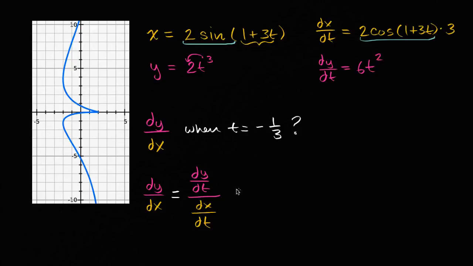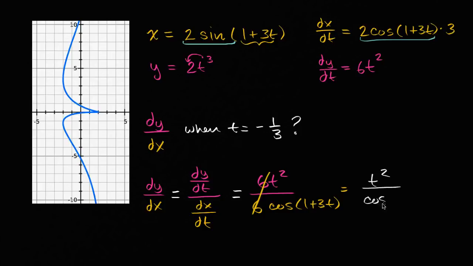So this is going to be equal to 6t squared over, well, we have the 2 times the 3, so we have 6 times cosine of 1 plus 3t. And then our 6's cancel out, and we are left with t squared over cosine of 1 plus 3t.